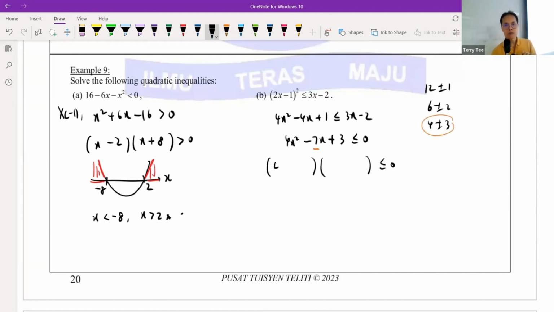So let's put 4x and x. One of them must be 4. This one must be 4. This one must be 3. So I'll put 1 and 3, minus and minus. So let's sketch a graph.